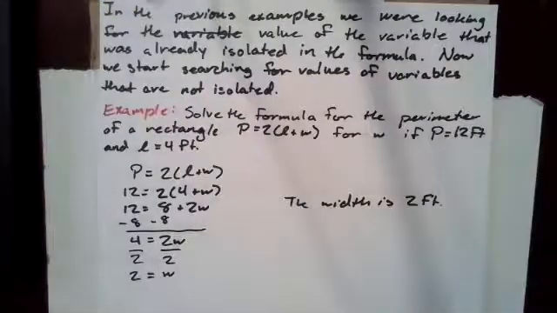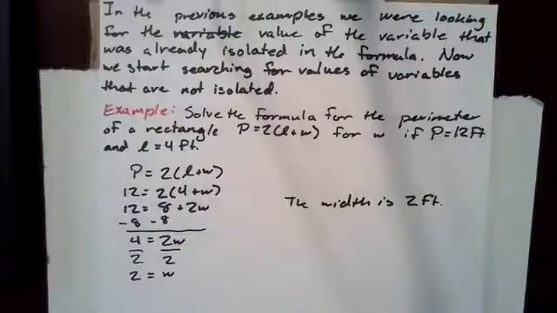In the previous examples, we were looking for the value of the variable that was already isolated in the formula. Now we start searching for values of variables that are not isolated. For example, solve the formula for the perimeter of a rectangle, P equals 2 times (L plus W), for W if P equals 12 feet and L equals 4 feet.